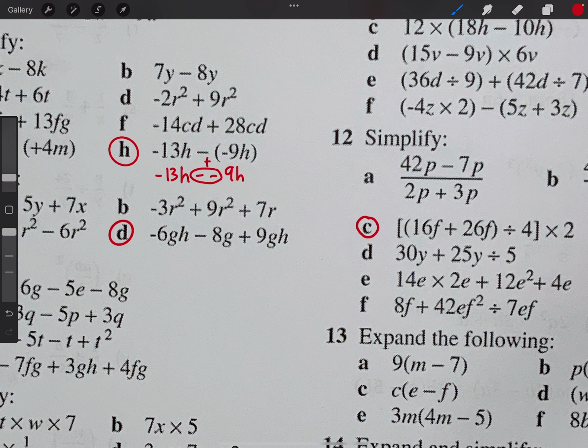Alright, question 4D. Now, let's look at this one here. Got to collect the like terms. So you have minus 6gh and plus 9gh. What is minus 6 plus 9?